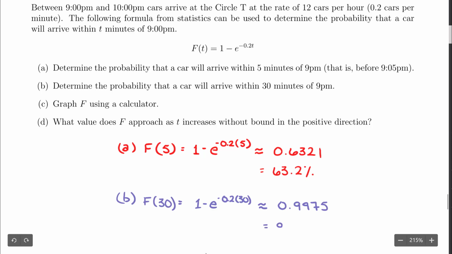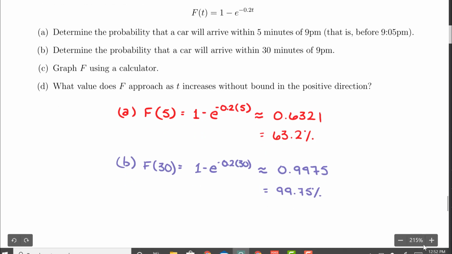And that is going to be approximately 99.75%. So between 9 and 9:30, there's a 99.75% chance that there will be at least one car show up at the Circle T.